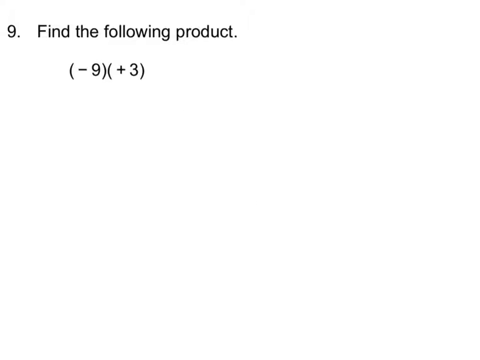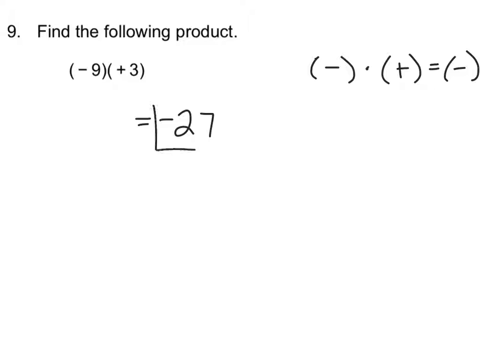Find the following product, -9 times +3. Here we're multiplying a negative number times a positive number. When we have a negative times a positive, our solution will be a negative number. So 9 times 3 is 27, but a negative times a positive is a negative, so our answer is -27.